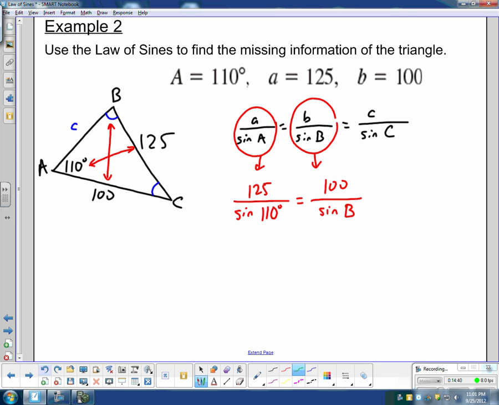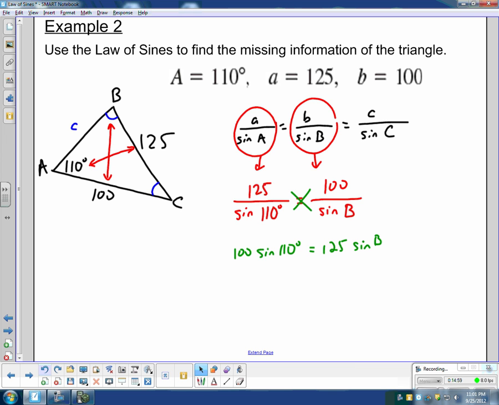I like to do the same things all the time: two fractions with an equal sign in between. This is when we cross multiply. So here's what I'm going to get. I'm going to get 100 times the sine of 110 degrees is equal to 125 times the sine of b.